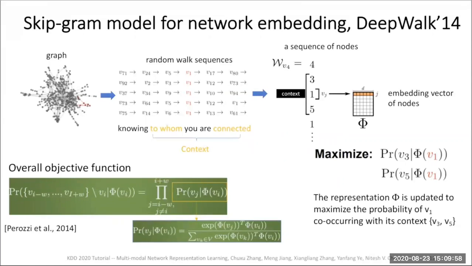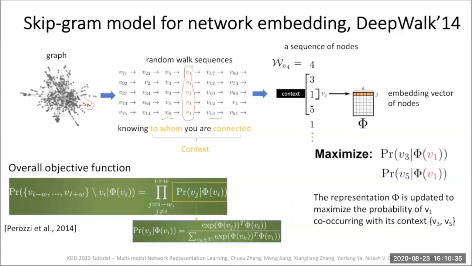So given a graph, we can conduct random walks on the graph. And the random walk will give us sequences of the nodes visited. And we can see here for node 1, V1, we have neighbors visited before and after it. And these nodes are considered as neighbors, for example, in a social graph, these are the friends of V1. And we call these neighbors the contexts of V1.